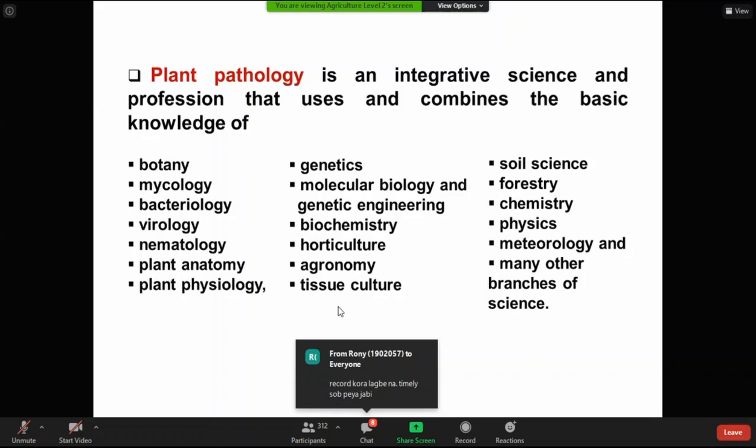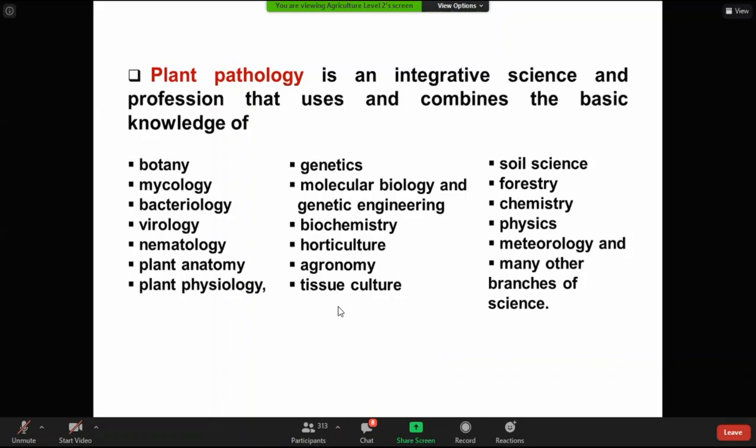If I want to summarize, the subject basically deals with the study of the organism and the mechanism and the methods of controlling or managing the disease to reduce the damage. In other words, it's the integrative science and profession that requires knowledge from different disciplines of science.